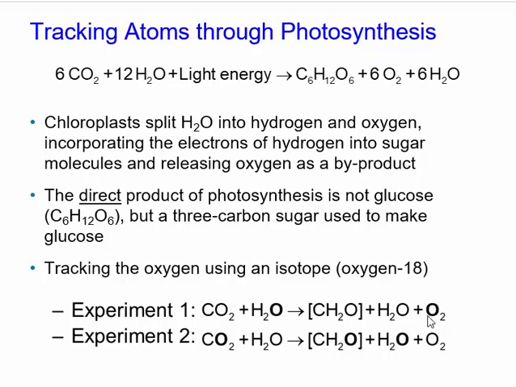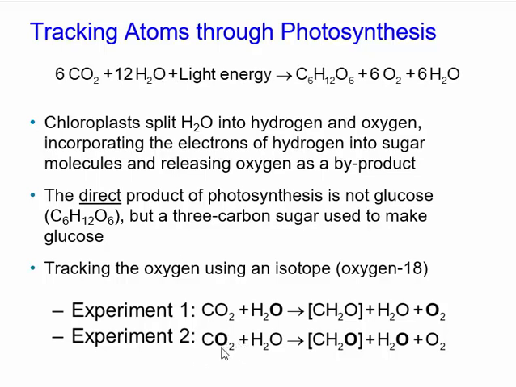Sometimes students think, well, I put carbon dioxide in, oxygen comes out, there you go. There's oxygen here, there's oxygen there. That's not where it comes from. The oxygen that plants produce comes from water. And you can see that in experiment 2 here.